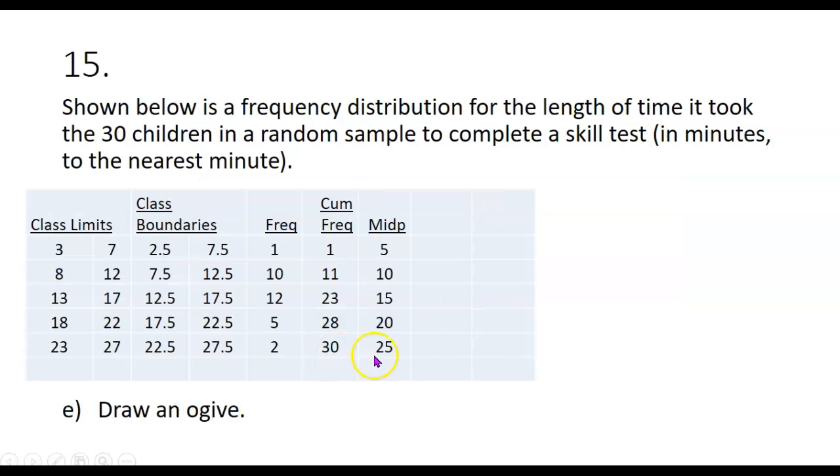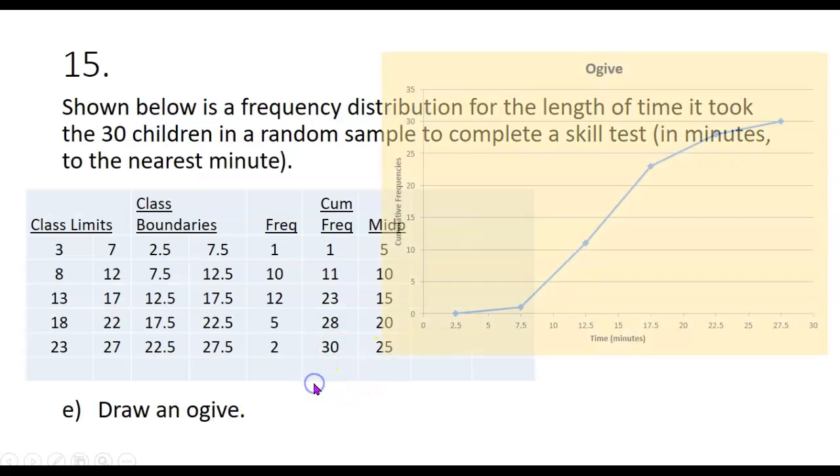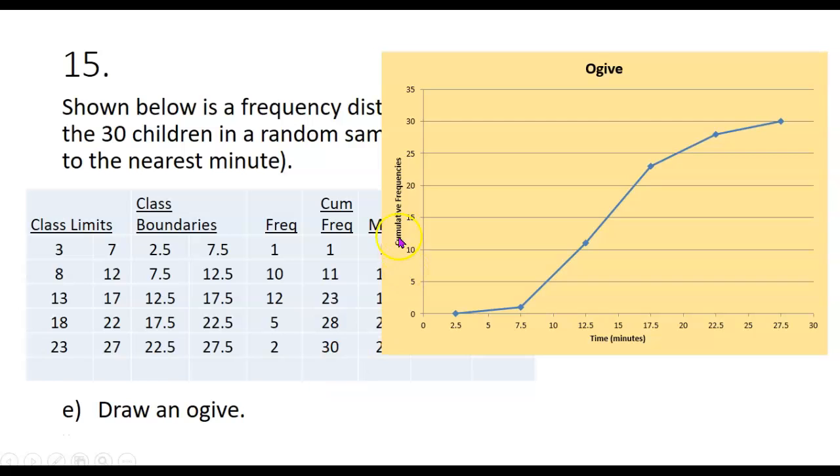An ogive looks like this. It shows the cumulative frequencies. I've labeled the boundaries, and I put my first dot here at the lower boundary of the first class, 2.5, right at 0. Then above the 7.5, I'm up at 1.